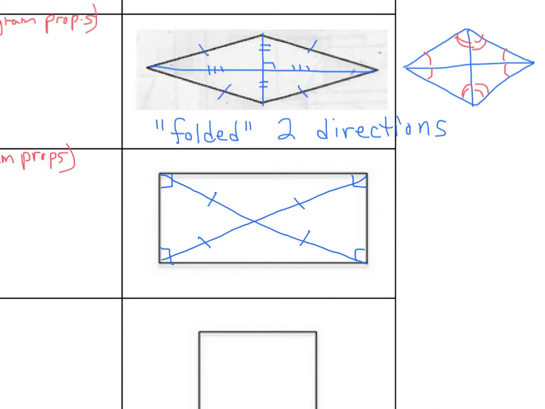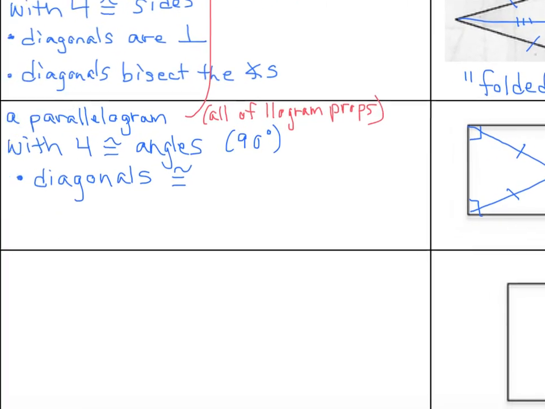So that's what we're looking at there, just additional things in addition to the fact that the opposite sides are congruent and parallel, the diagonals bisect each other, opposite angles are congruent, and consecutive angles are supplementary. Again, everything that a parallelogram is, a rectangle is as well. Just a couple of extras.